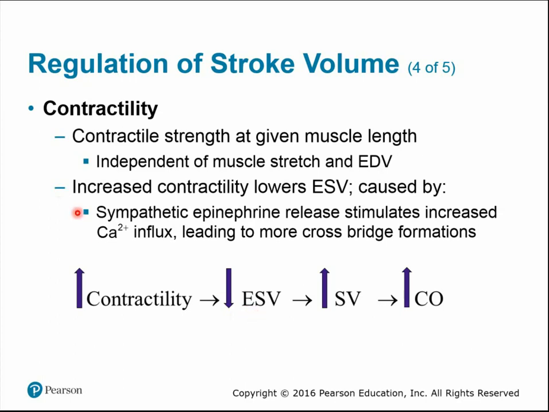So this increased contractility can be caused by that sympathetic nervous system, so that fight or flight response that releases epinephrine or adrenaline that's going to stimulate increased calcium influx, right? So remember, what does calcium have to do with muscle contraction? So it's going to bind to that troponin to move it out of the way so we can form those cross bridges with that actin and myosin. So the more calcium we have, the more cross bridge formations we can have, which means the stronger those muscle cells can contract. So contractility increases the force of contraction.